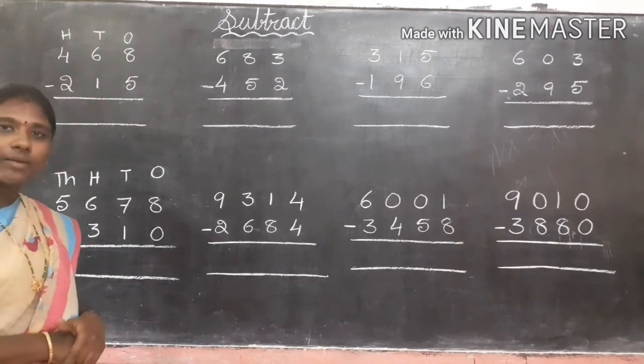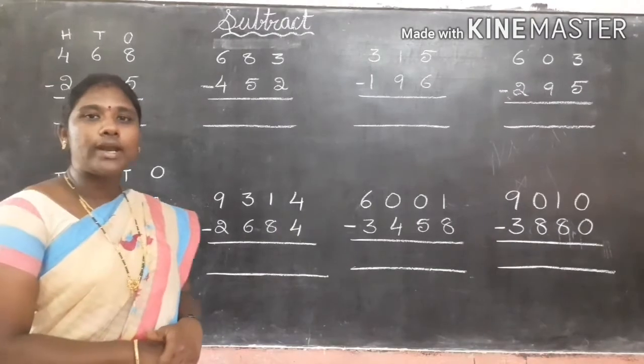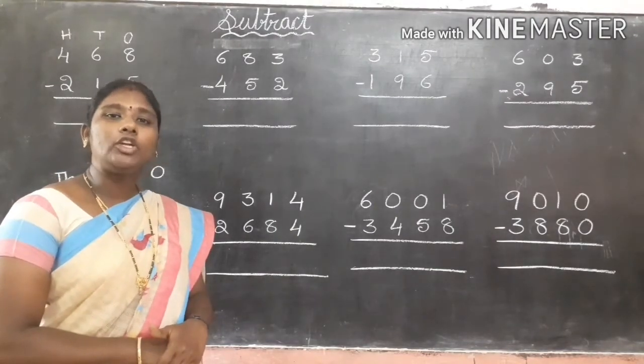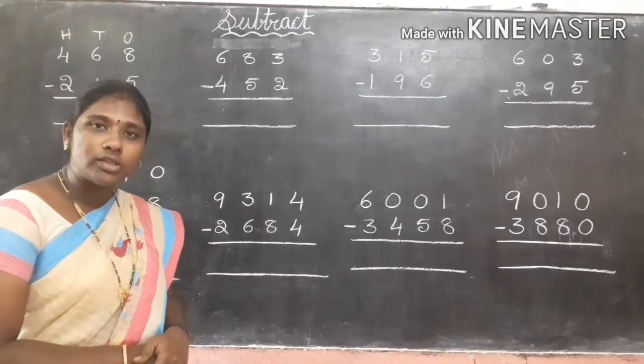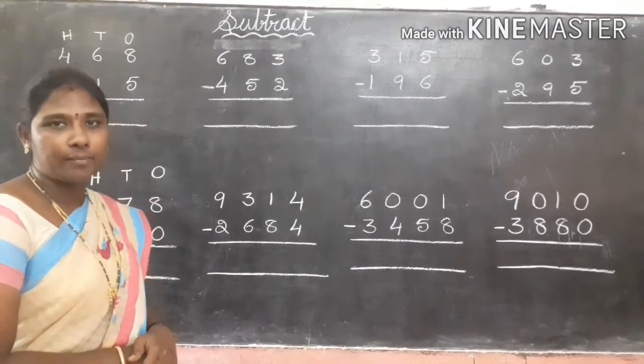Always while we are doing subtraction, we have to write the bigger number on the top of the smaller number. Bigger number we have to write on the top of the smaller number.